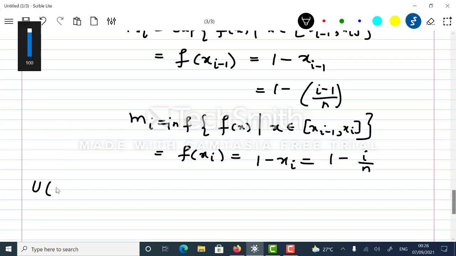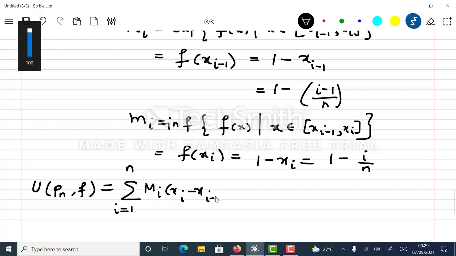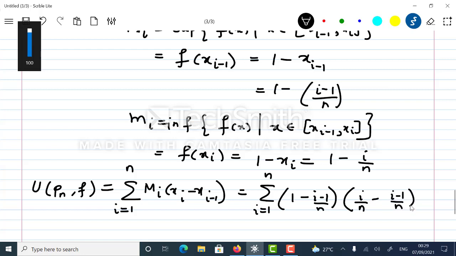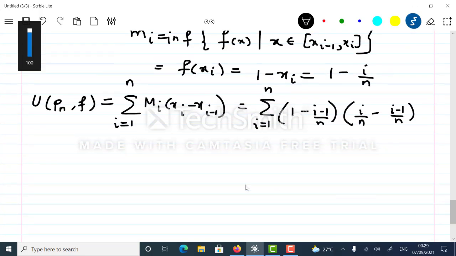My U(P_n, f) is equal to the summation i goes from 1 to n of capital Mi times xi minus xi minus 1. Right? So it is summation i goes from 1 to n of capital Mi, just now I have calculated 1 minus i minus 1 upon n, and xi is i by n minus xi minus 1 is i minus 1 upon n. Okay, so let's calculate this.